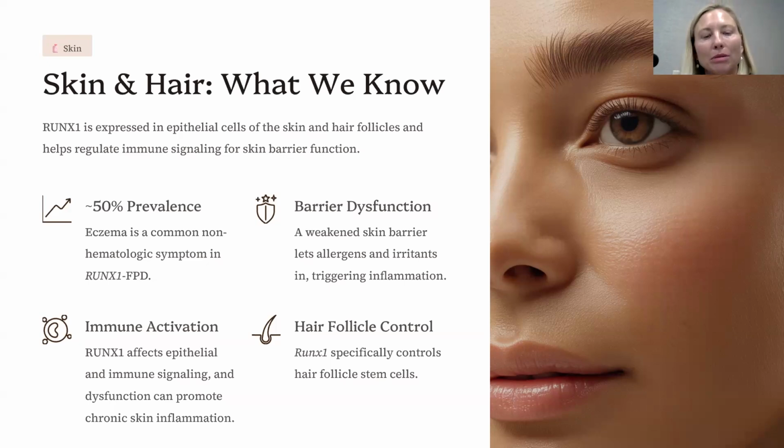It's important to recognize that if the barrier is disrupted, it allows irritants to come in, and allergens can enter more easily. That can trigger an immune response, inflammation, and all of that connects again with symptoms like eczema, sensitivity to any kind of harsh fragrance, etc.